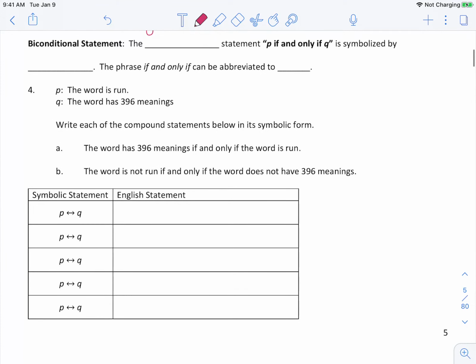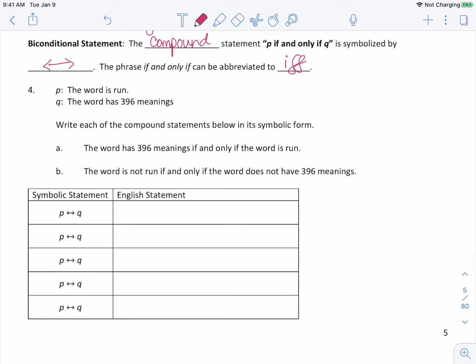Our next type we have is the biconditional statement. Here, the compound statement P if and only if Q is symbolized by a double arrow, it's just pointing both directions. The phrase if and only if can also be abbreviated to IFF if you prefer.